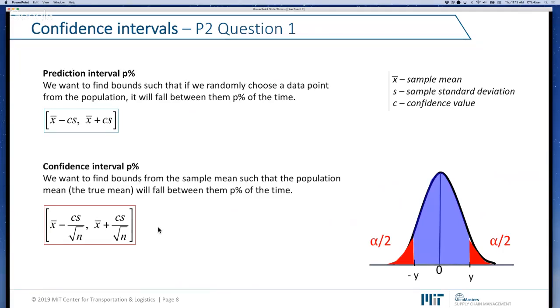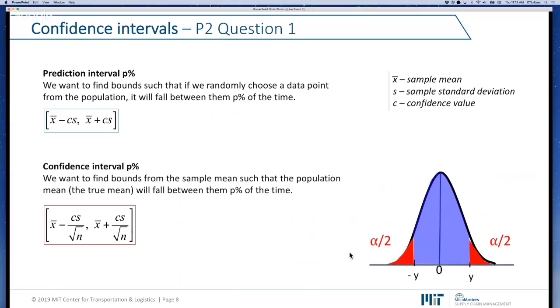And then a confidence interval is something different. Actually, for a confidence interval, what we want to find is the bounds from the sample mean, such that the population mean, the true mean, will fall between them P% of the time. In the case of the problem, 90% of the time.